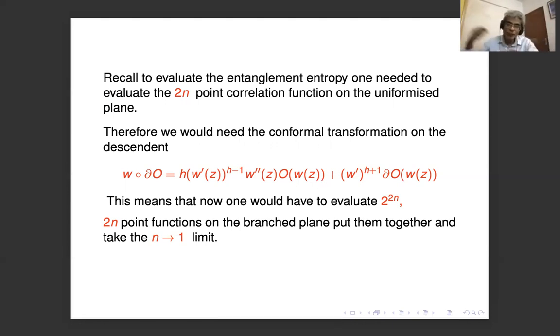And if you look at all the correlators you have to do, 2n correlators to evaluate. And this has to be evaluated on that wedge thing, and then take the n going to 1 limit. So the problem becomes more and more complicated as you go to higher descendants. But we'll see the things which we have done later.